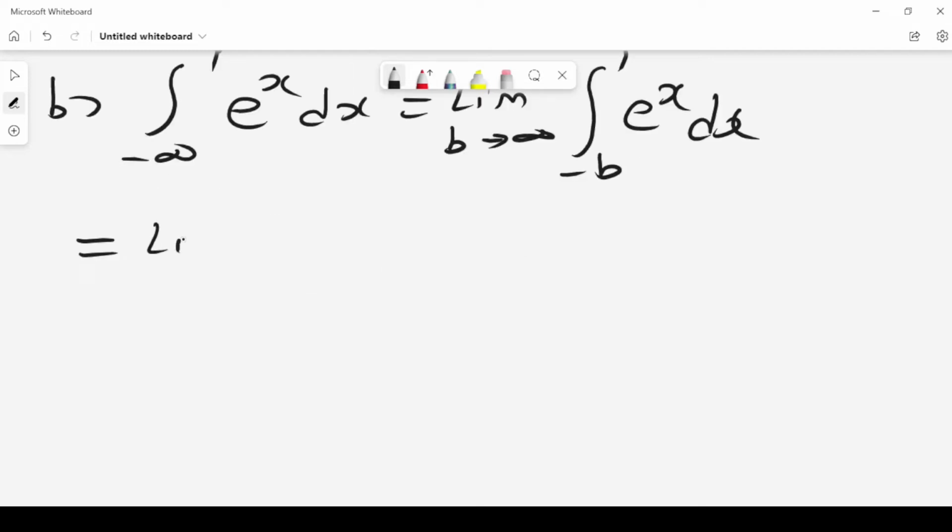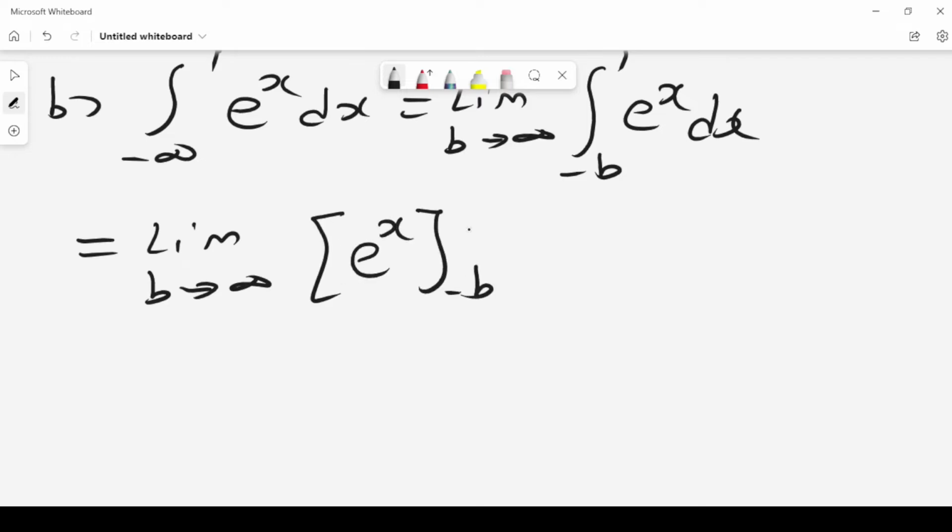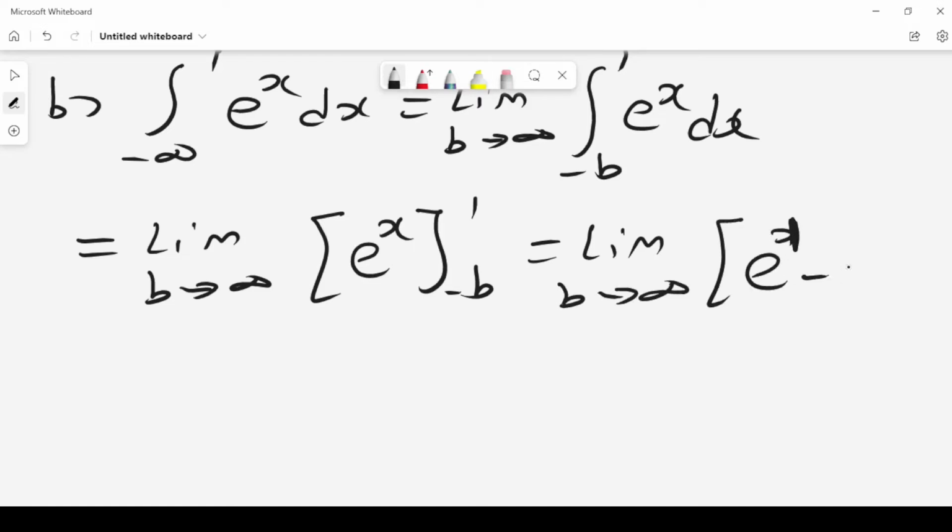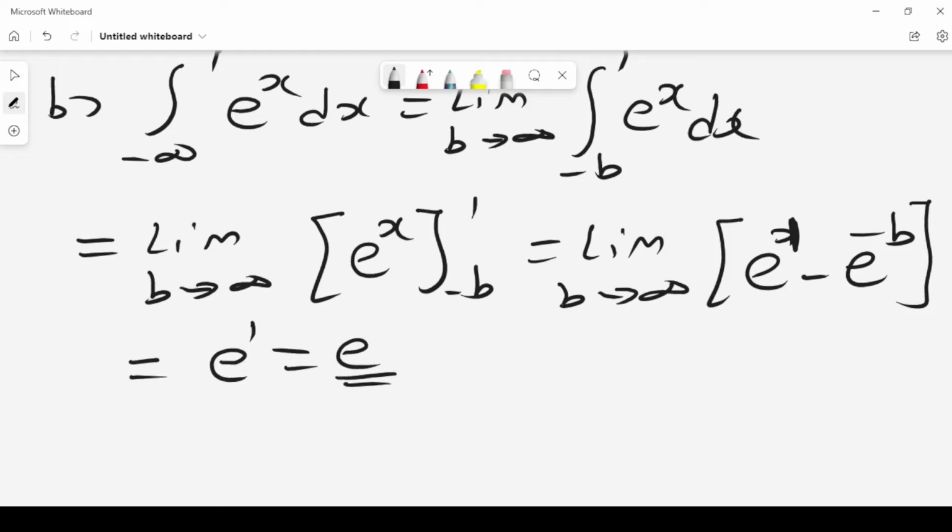It will be equal to the limit as b tends to infinity of e to the power x from negative b to 1, which is the limit as b tends to infinity of e to the power 1 minus e to the power minus b. And as b tends to infinity, e raised to the power minus b will be equal to 0. So the answer will be e raised to the power 1, which we can also write as e.